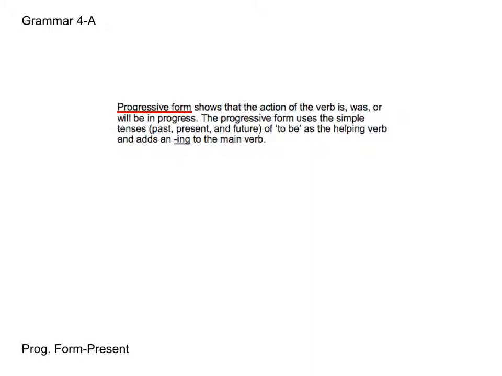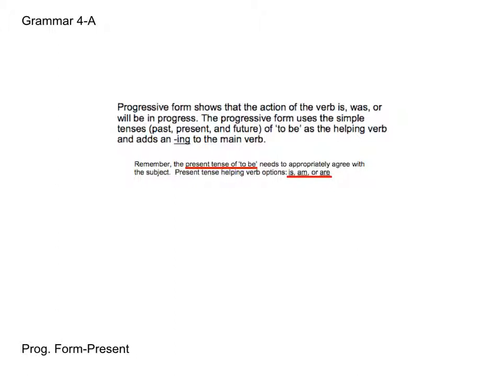This is going to help determine when the action of the verb is occurring. In this booklet, we're going to be focusing on the progressive form and the present tense. So that means that the verb and the action of the verb is progressing right now. It is still occurring and it is happening. To create this progressive form, we are going to use the simple tenses, specifically present tense, of to be. And to use the to be verb, we have to remember that our helping verbs will be is, am, or are, depending on who or what our subject is.